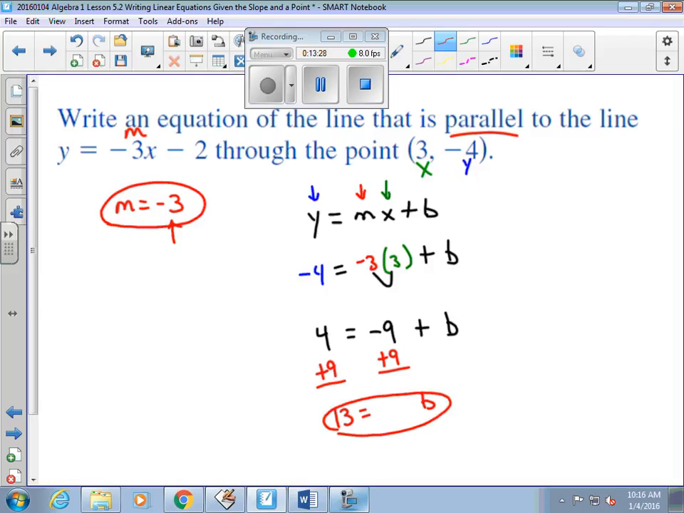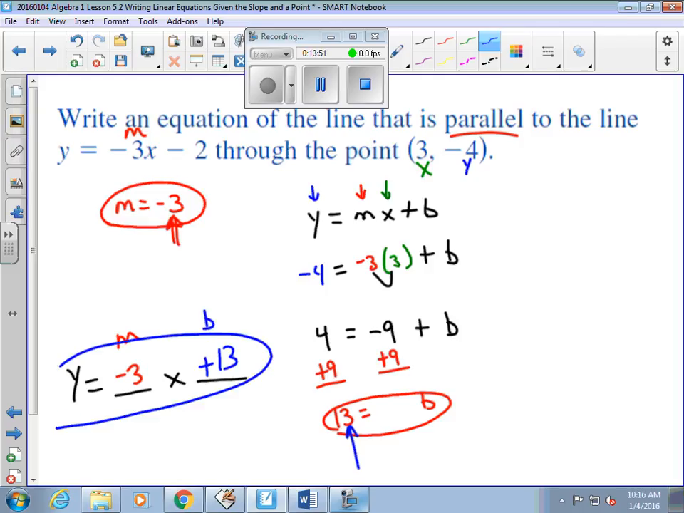The problem is when you write it as an equation, y equals mx plus b, and you sub in those two values. In place of m, you sub in the value that was parallel, negative 3, and in place of b, you plug in the new value you just got, positive 13. Here is your equation, y equals negative 3x plus 13.